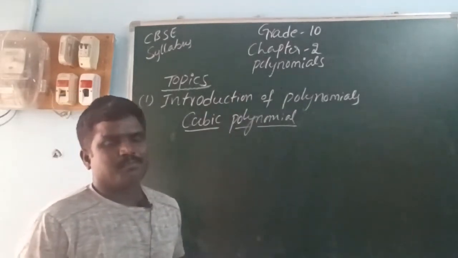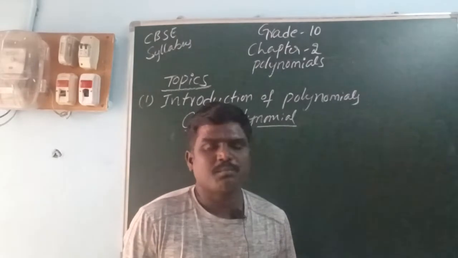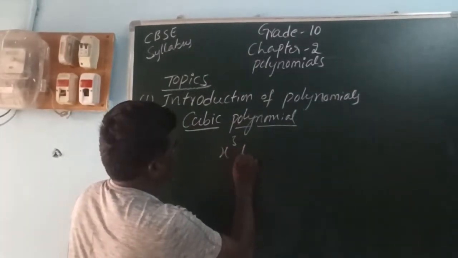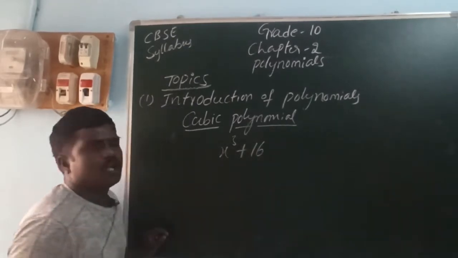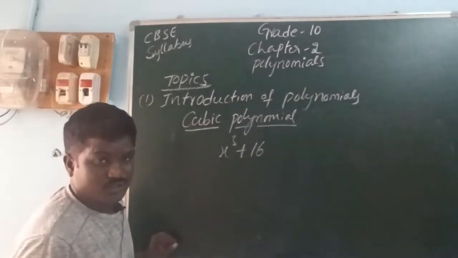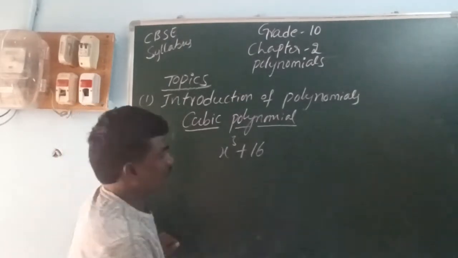Cubic polynomial. A polynomial which has degree 3 is called a cubic polynomial. For example, here x cube plus 16. How many terms are there? 2 terms. First term degree is 3, next term degree is 0. So this polynomial is called a cubic polynomial.